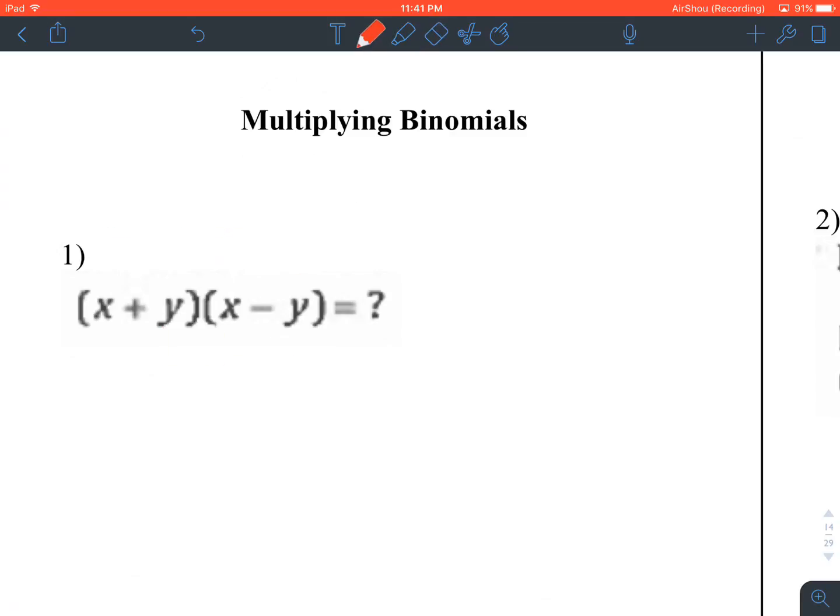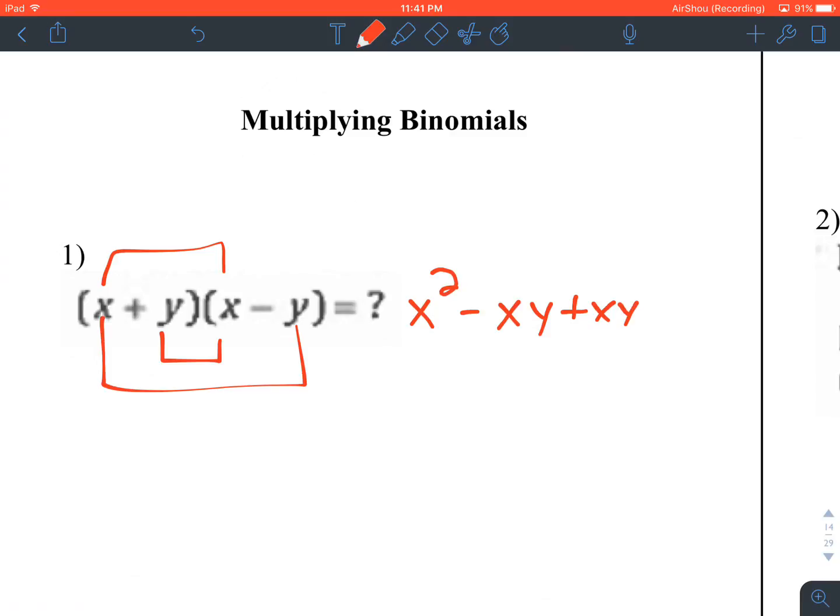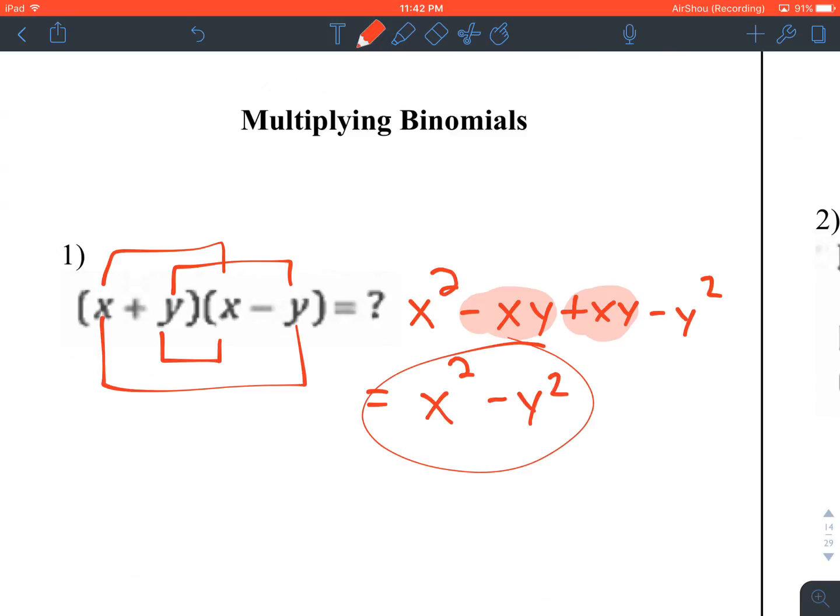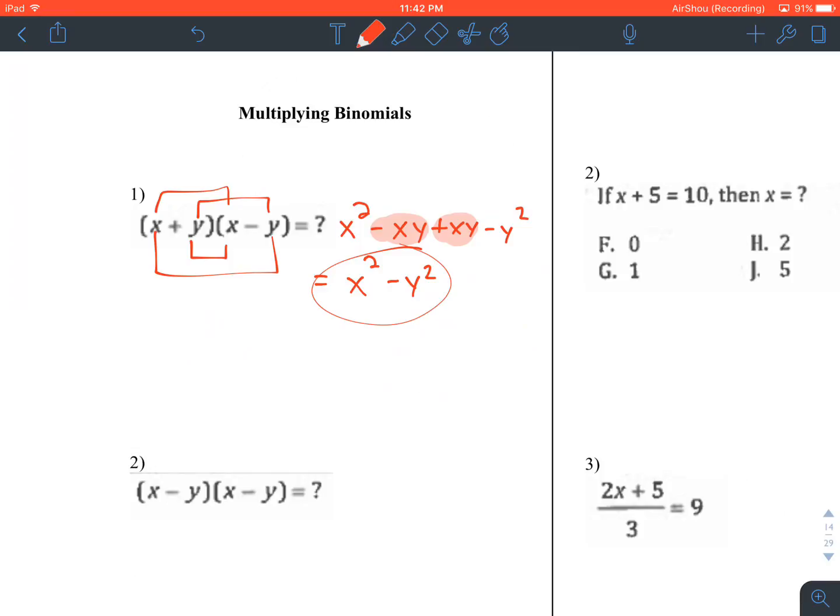If we multiply x times x, we're going to get x squared. If we multiply x times subtract y, we get minus xy. If we multiply y times x, we get plus xy. If we multiply y times a minus y, you get minus y squared. These middle two terms are like terms because they have the same variables, x and y, same exponents of 1. A minus xy and a plus xy cancel. Therefore, this simplifies to x squared minus y squared.